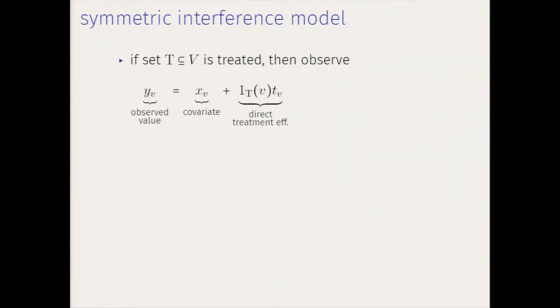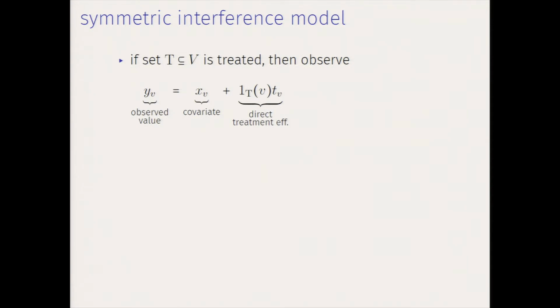Under the stable unit treatment value assumption, observations take the following form. What we observe is a covariate, x_v, plus some treatment effect. I'll let T be the set of treated vertices. For treated vertices, there's an additional term in the observed value, which is the treatment effect, t_v. And for untreated vertices, this term just vanishes.